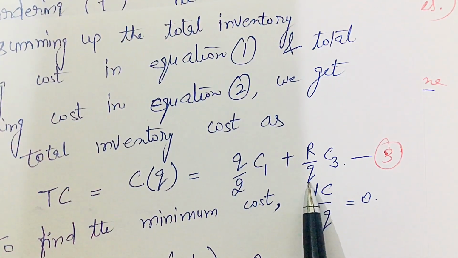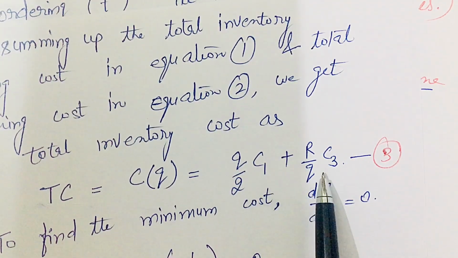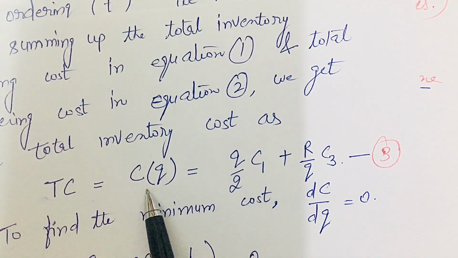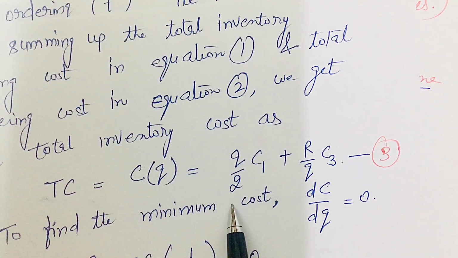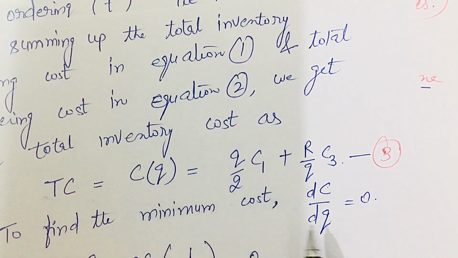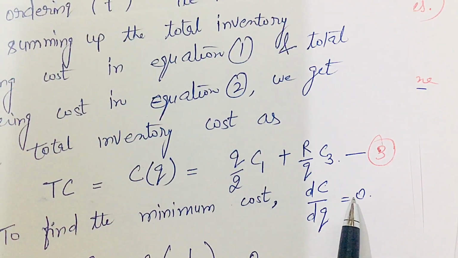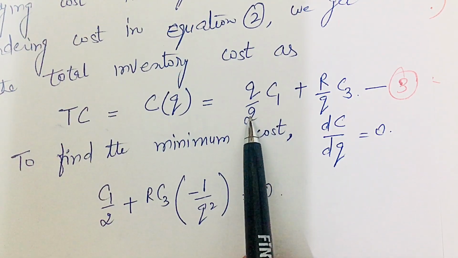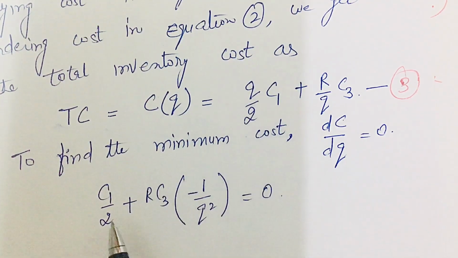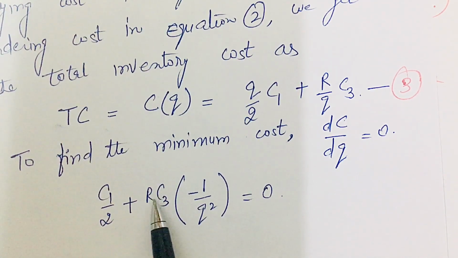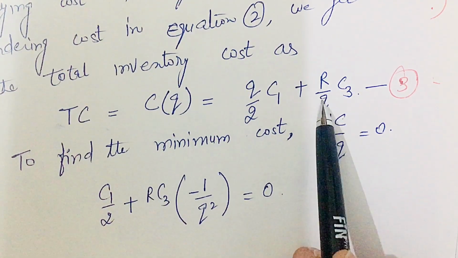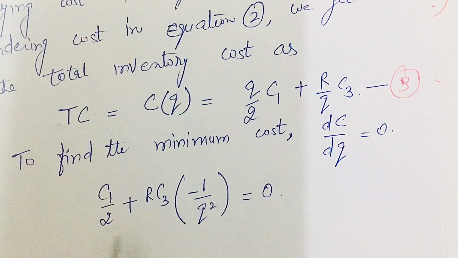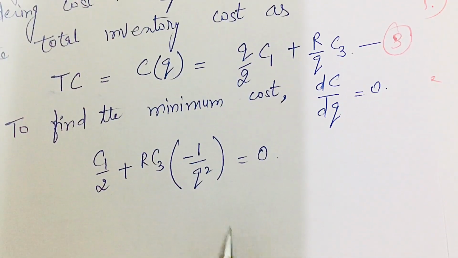Because in model 1 shortages are not allowed, therefore we are not considering the shortage cost. Our aim is to minimize this cost. So to find the minimum cost, we take the first derivative of C with respect to the variable Q equal to 0. So differentiate this. C1 upon 2 is the constant term. Derivative of Q is equal to 1. R into C3 is constant. Derivative of 1 by Q is equal to minus 1 upon Q square, equal to 0. From this relation, you will calculate the value of Q.